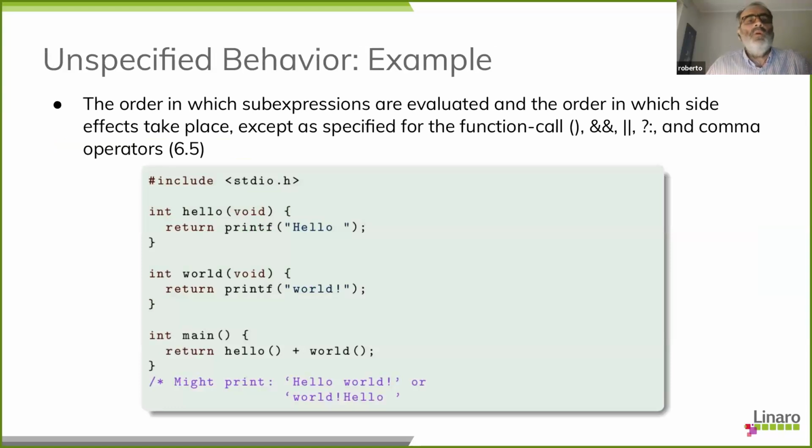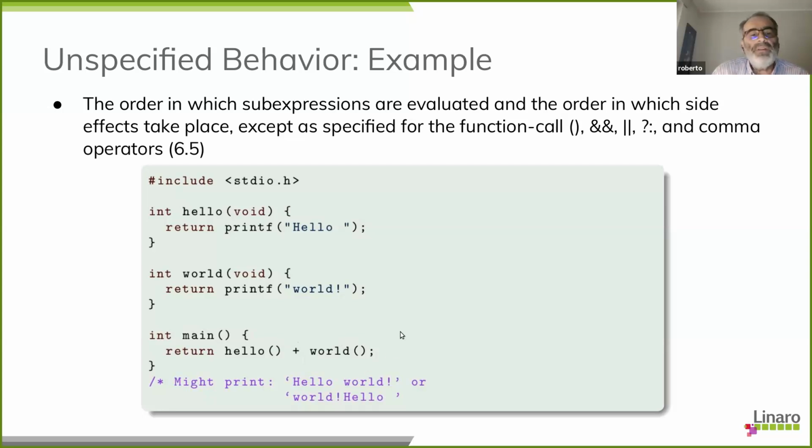So, for example, the order of evaluation of expressions is unspecified. Here we see a main program where there is a plus operator, so it's an expression, hello plus word. And it's unspecified whether hello will be called first, in which case the output will be hello word, or hello is called second, so word is called first and then hello is called, in which case the output might be word hello, which is probably not what was wanted.